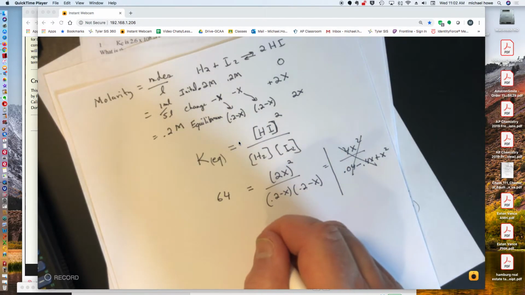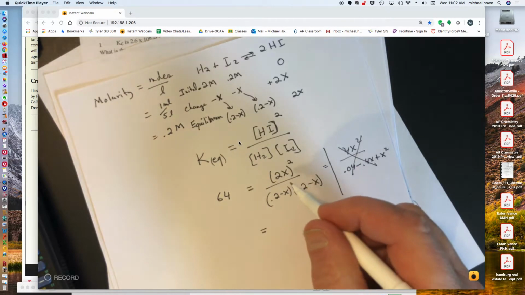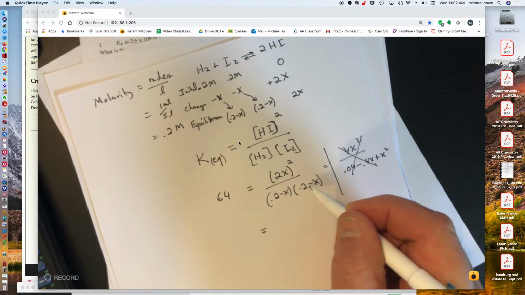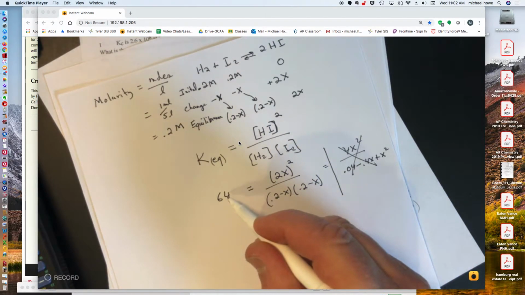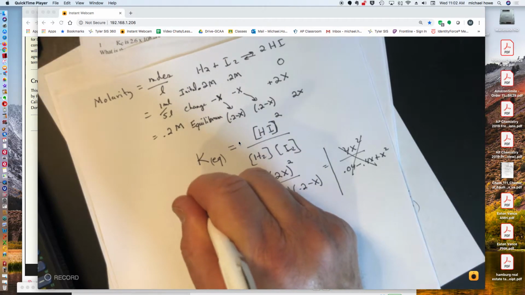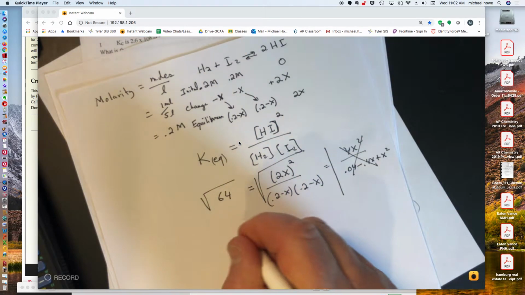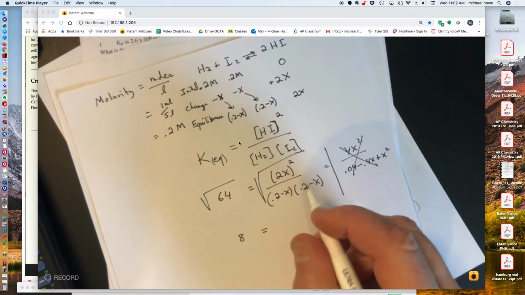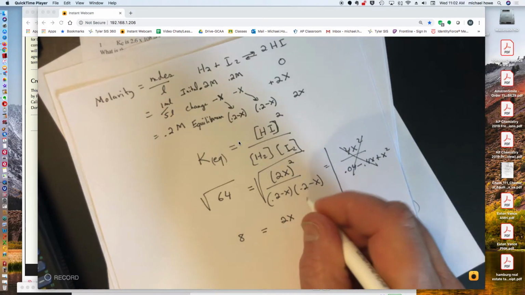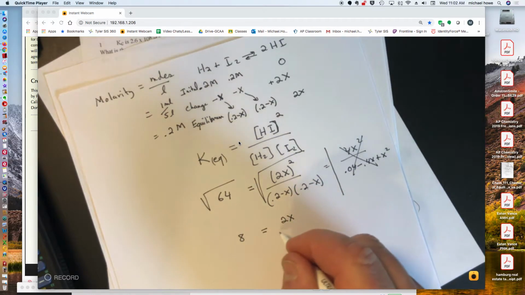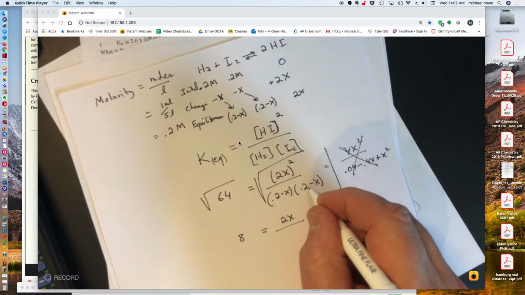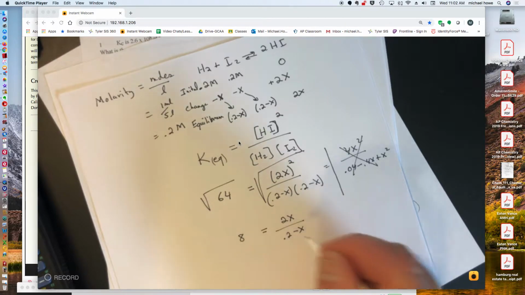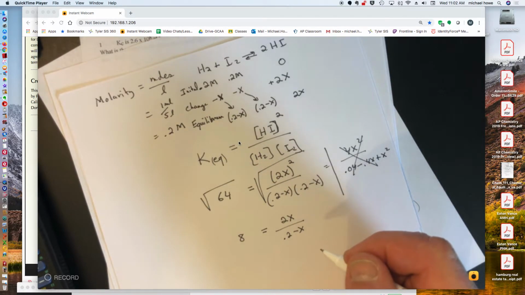All right, so here's the simple way to do this one. You might notice that this one is a square, and this is the same thing, so that's a square, and you could take the square root of that. So if we just took the square root of both sides, I would end up with 8, because the square root of 64 is 8. The square root of the numerator here would just be 2x, because the square root of 2x quantity squared is just 2x, divided by the square root of 0.2 minus x quantity squared, so it'd just be 0.2 minus x. So now we have a simpler problem to solve.